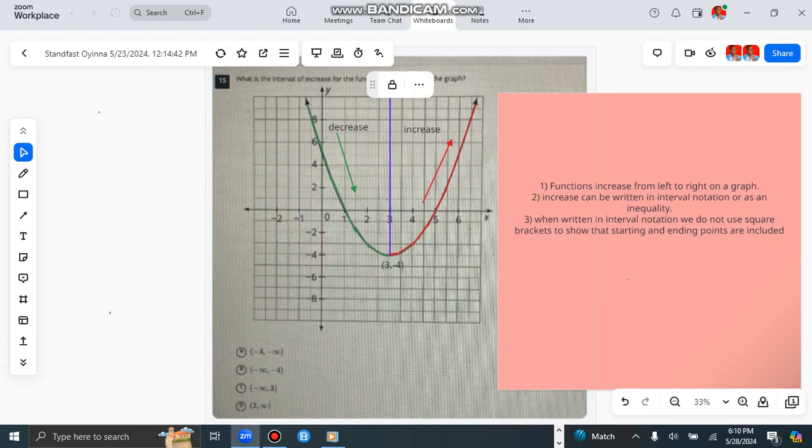So today we'll be looking at the increase and decrease of functions. So I have a question here. It's asking us what is the interval of increase for the function represented by the graph.